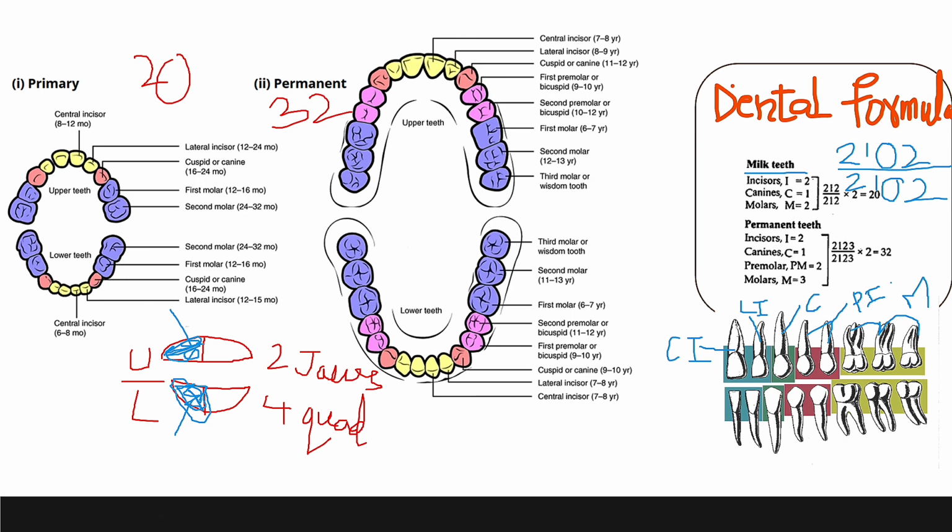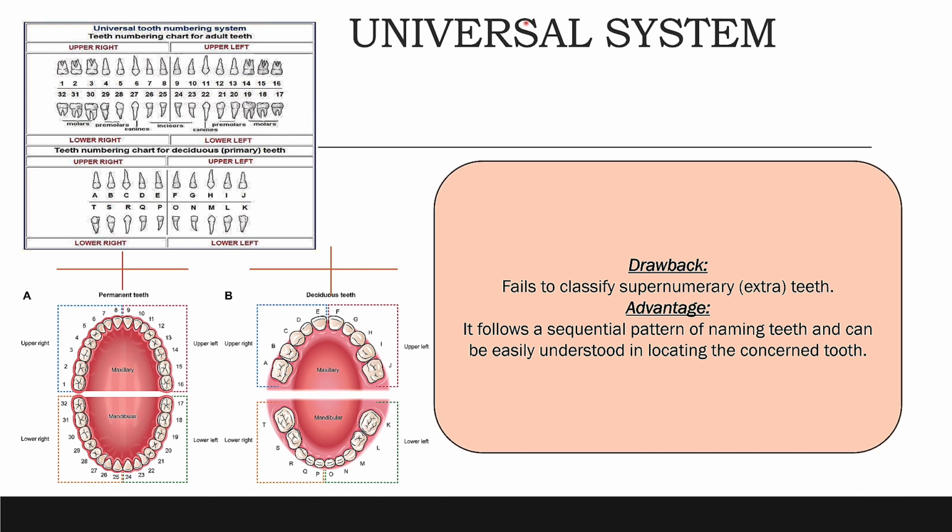Next, moving to our exact topic, the tooth numbering system. First of all we will discuss the Universal system. In the Universal system, we give tooth numbering starting from the third molar. It is different for primary and permanent dentition. Both dentitions have different notations. For permanent we use numbers 1, 2, 3, and for deciduous we use alphabets, but the numbering is the same for both.